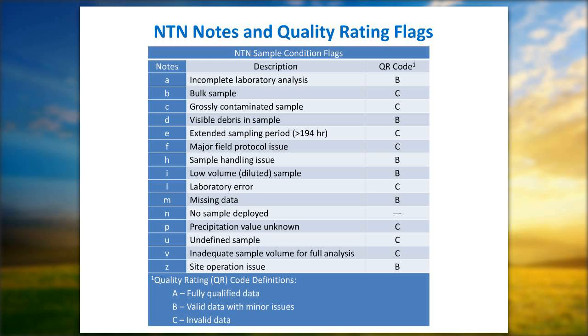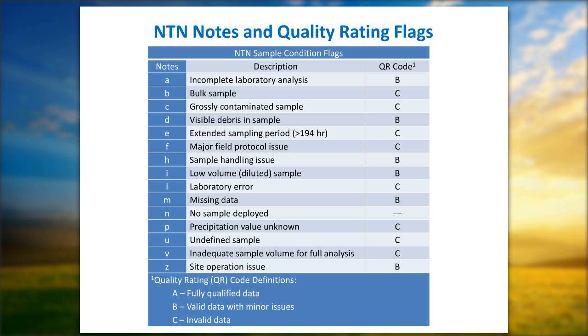L, laboratory error. This does happen on occasion. We've spilled samples on rare occasion, or some handling issue in the laboratory. On rare occasion, samples will be flagged with an L error indicating lab data. M indicates missing data. Maybe you forgot to weigh the bucket. Maybe you forgot to make some observation on the field form. In general, this should be a pretty rare observation, but we do flag it for your information. N indicates no sample deployed. Basically, it's a gap in the record.